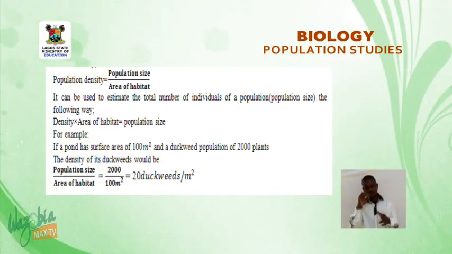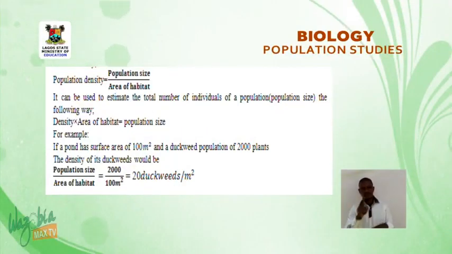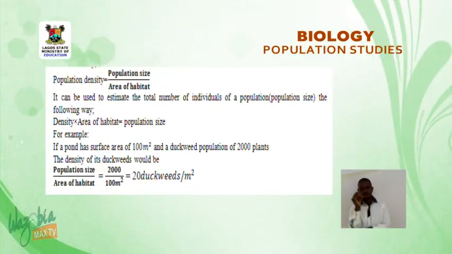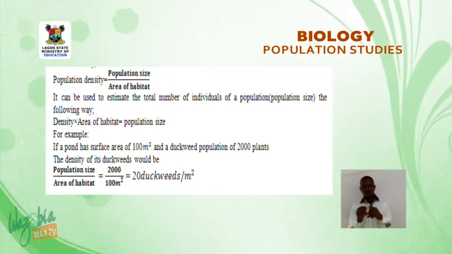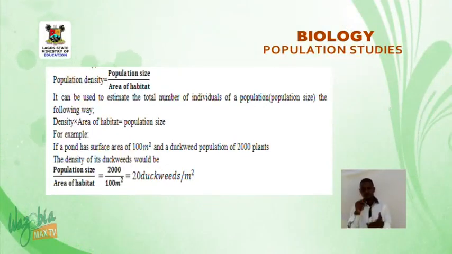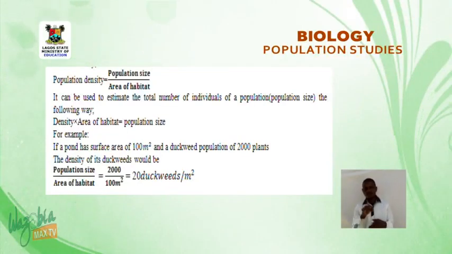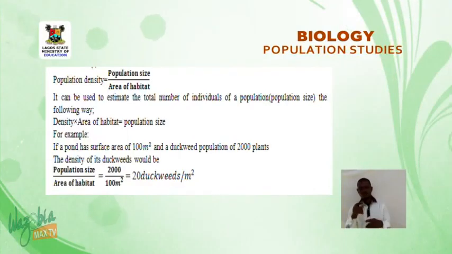For example, if a pond has surface area of 100 meters squared and a duckweed population of 2,000 plants, the density of its duckweeds will be, using our formula, population size over area of habitat, which equals 2,000 over 100 meters squared. Answer equals 20 duckweeds per meter squared.